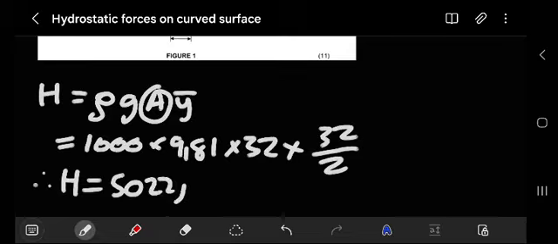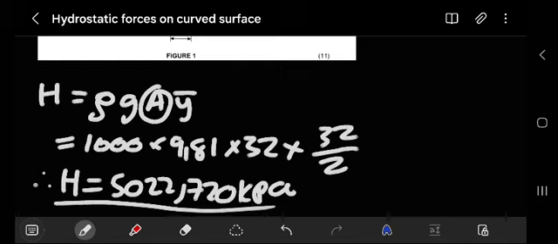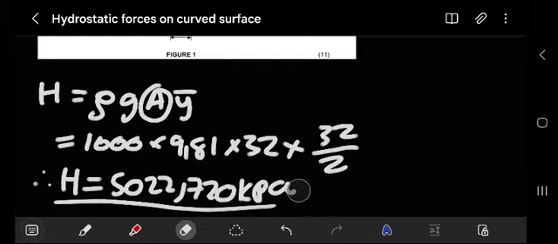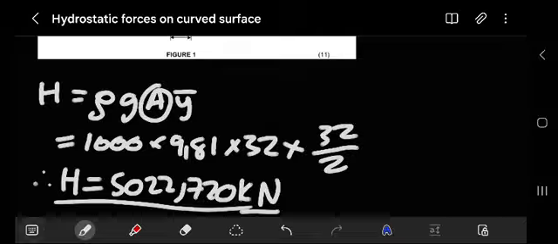5022.72 kilonewtons. Sorry, I wrote kilopascal, but it must be kilonewtons, because this is simply a force. Kilonewton, that is what we have there.